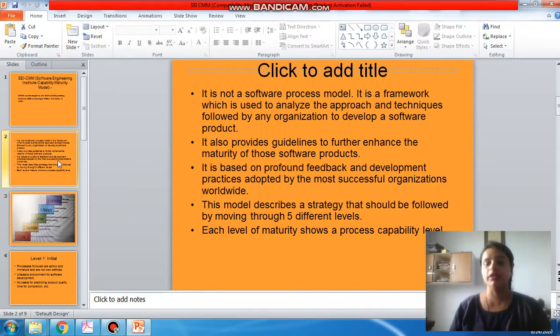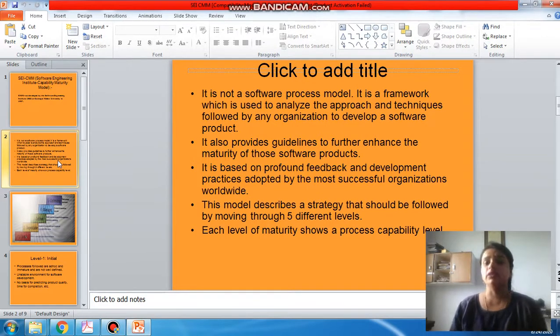Until now, in unit 1, whatever models we have studied, like the waterfall model, spiral model, prototype model, iterative enhancement model and so on, they all are process models. Means with the help of those models we are developing the software, we are developing a particular product. But with the help of this we are actually examining the software product. We are just examining the maturity of the software product, means how mature is our product or not, and how we can enhance our product.